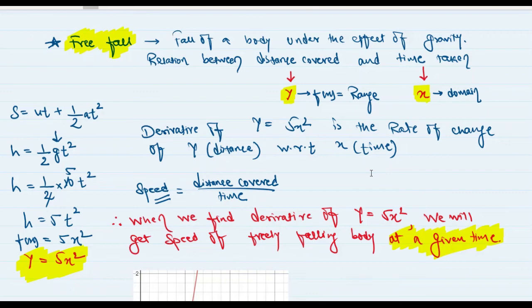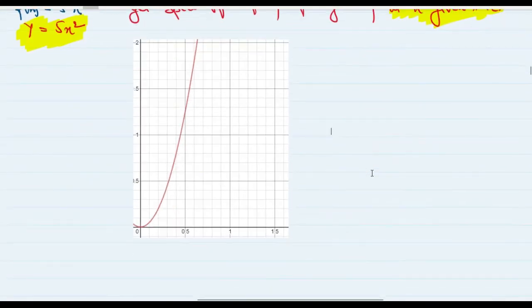And the slope of this graph at any point, slope of this function or derivative of this function at any point, is nothing but the speed, right? So let's find the speed of a freely falling body at a given time using the concept of derivatives which we just applied. Okay, so I've got the graph for you over here. This is the graph of y is equal to 5x square. Let me just write it. Y is equal to 5x square. This is the graph of y is equal to 5x square.